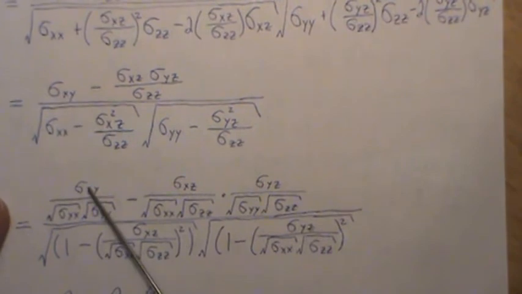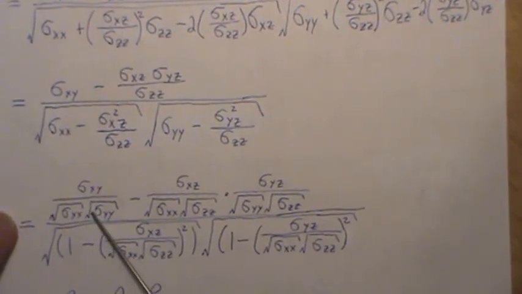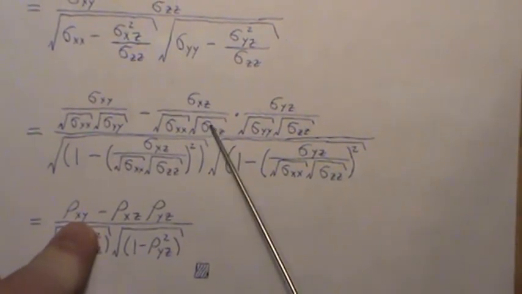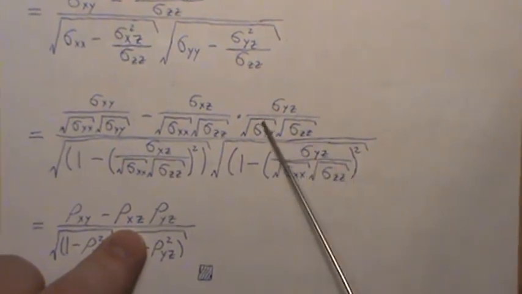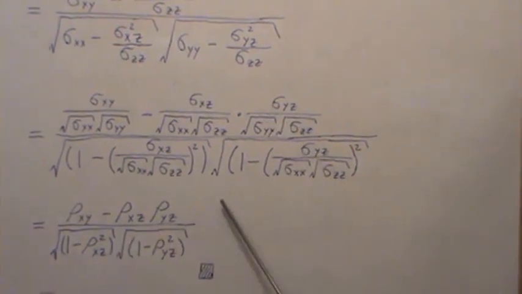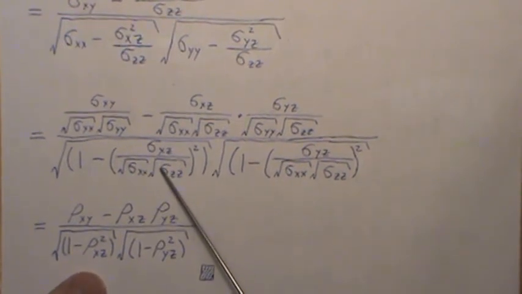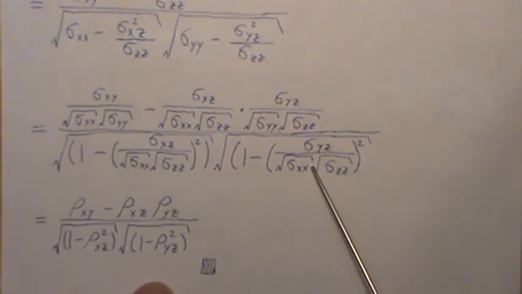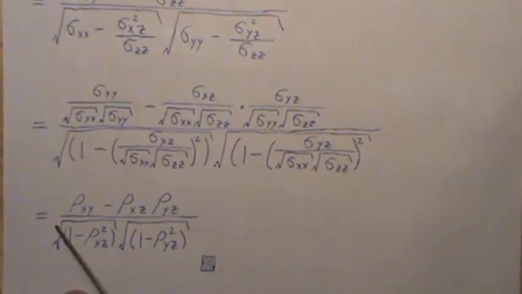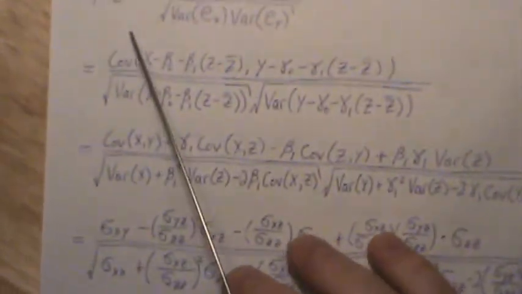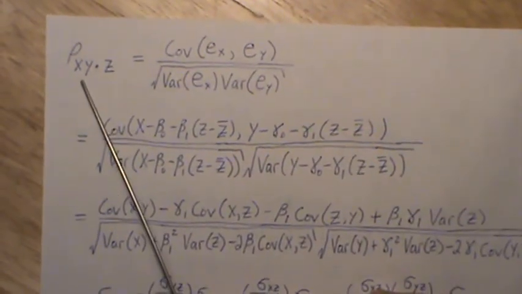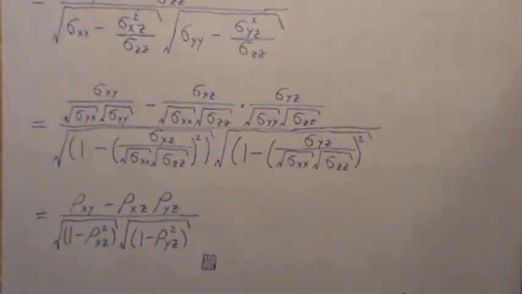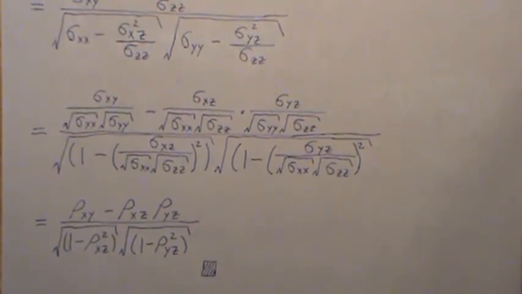Well, this is the covariance divided by the product of the standard deviations. That's correlation, or zero order correlation, between x and y. This is the zero order correlation between x and z. Zero order correlation between y and z. And then this is the correlation between x and z squared, minus 1. Same way here, correlation between y and z. Well, that's what we wanted to prove, right? The partial correlation between x and y given z can be expressed in terms of zero order correlations. And we're done, and that's the proof.